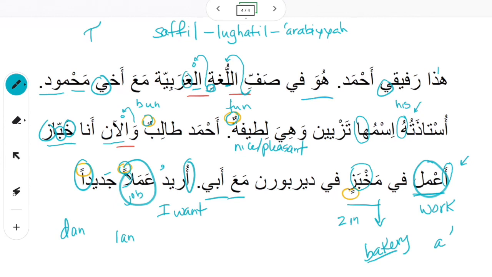So let's see this paragraph one more time. I'll read it out loud. هذا رفيقي أحمد. هو في صف اللغة العربية مع أخي محمود. أستاذته اسمها تزيين وهي لطيفة. أحمد طالب والآن أنا خباز أعمل في مخبز في ديربورن مع أبي. أريد عملا جديدا.